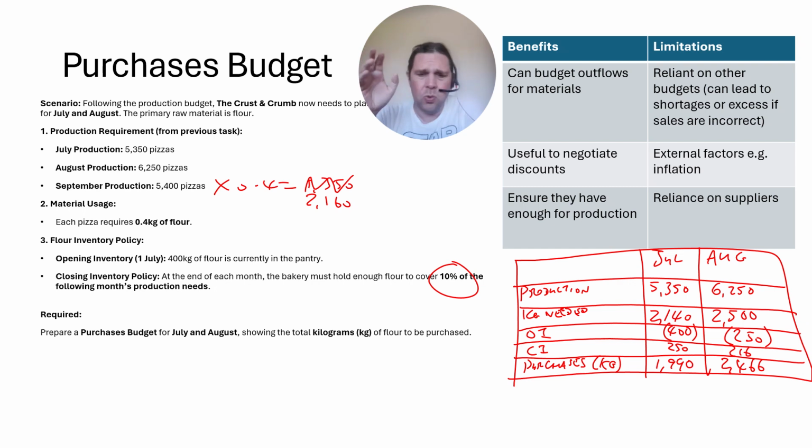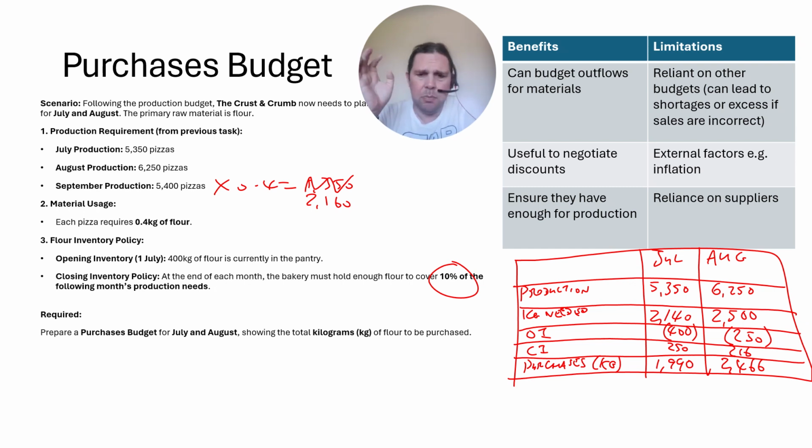But it can be a little bit awkward, and as the textbook isn't fully preparing you for it, let's have a little chat. So we've got the production budget of a company, and it plans its raw material purchases for July and August. They purchase flour, so this is pizzas. This is an AI-generated example that just rolled through, but it's useful. So we've got the production for the pizza: 5,350, 6,250, and 5,400.